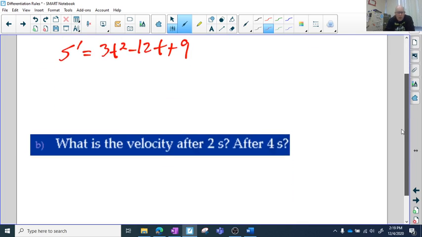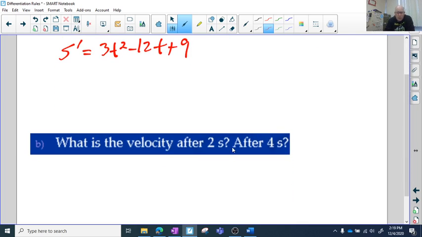There we have it. What is the velocity after 2 seconds and then again after 4 seconds? So this is saying take s prime and fill the number 2 in for time.